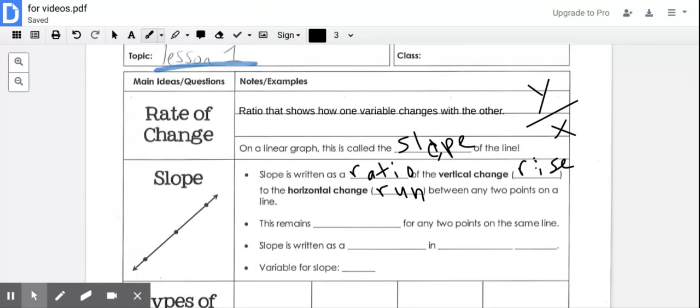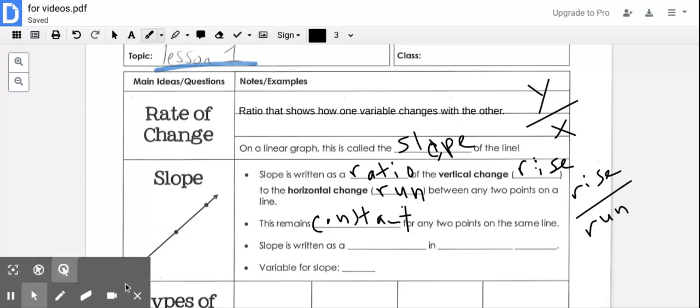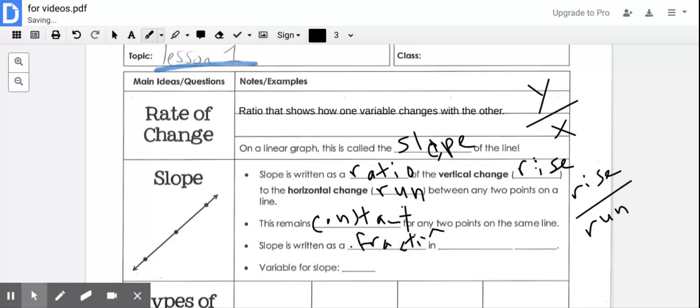So you're going to hear us say like rise over run. You'll hear that a lot. You might want to write that over there. Okay, and so it remains constant for any 2 points on the same line. That's the word constant. So it doesn't matter on this line here if you use this point to this point or this point to this point, it's at the same slope. And so slope is written as a fraction, and then in lowest terms. And the variable for slope is m.